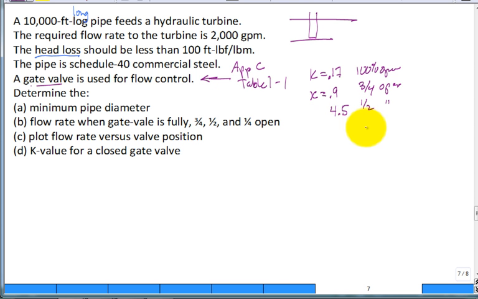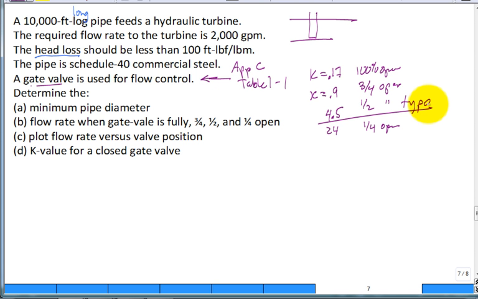And then when it's 1/4 open, then it's 24. See, it wouldn't make sense if it went 0.9 to 45, then to 24. Make sense? It's 4.5. So typo. Got it. Okay. Determine the minimum pipe diameter.